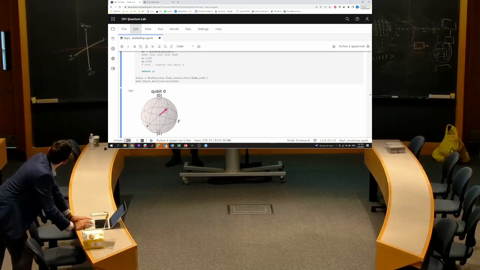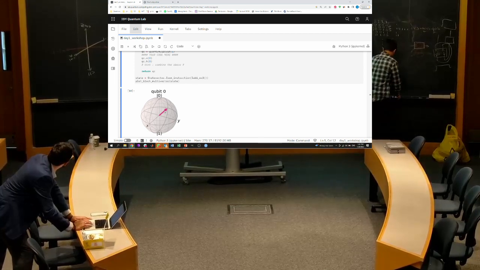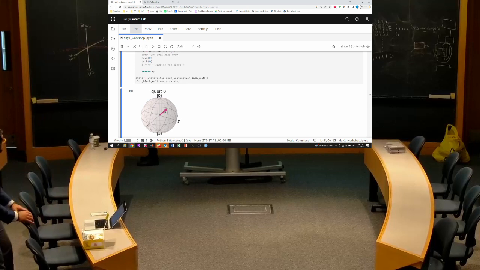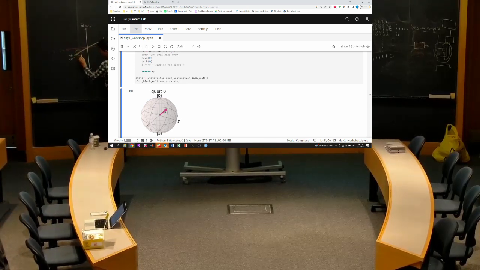And if this is not complicated enough, and you want to visually see what is going on, we said that the X gate is like you rotate around this axis, and the Z gate is like rotation around this axis.